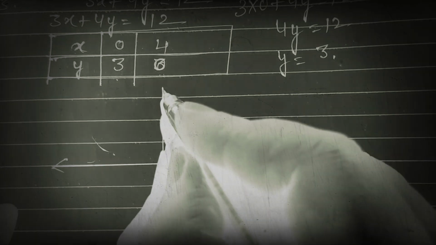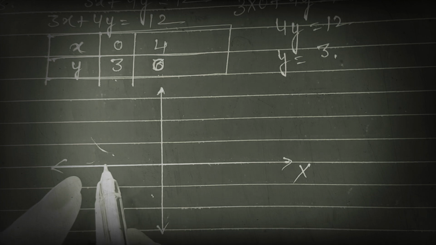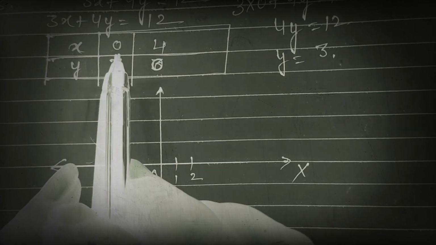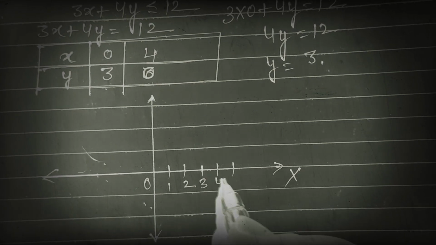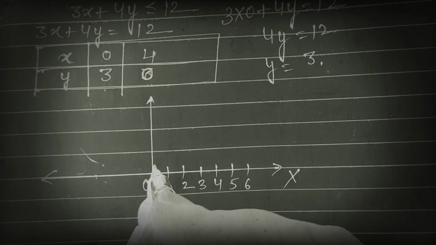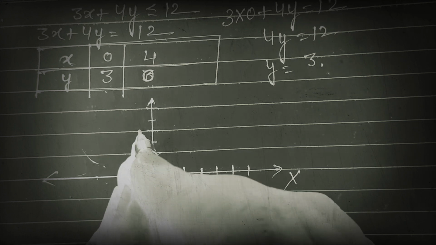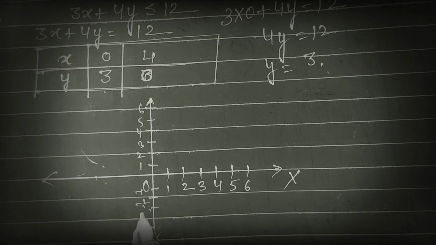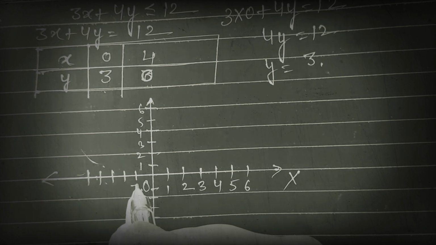This is the y-axis. You can take just the positive side, no need to take the negative side. You can take a little less here. 0, 1, 2. We have to take the highest value 4, so minimum 4. 1, 2, 3, 4, 5, 6. Is it clear? -1, -2, -3, -4, -5. Here also -1, -2, -3, -4, -5.